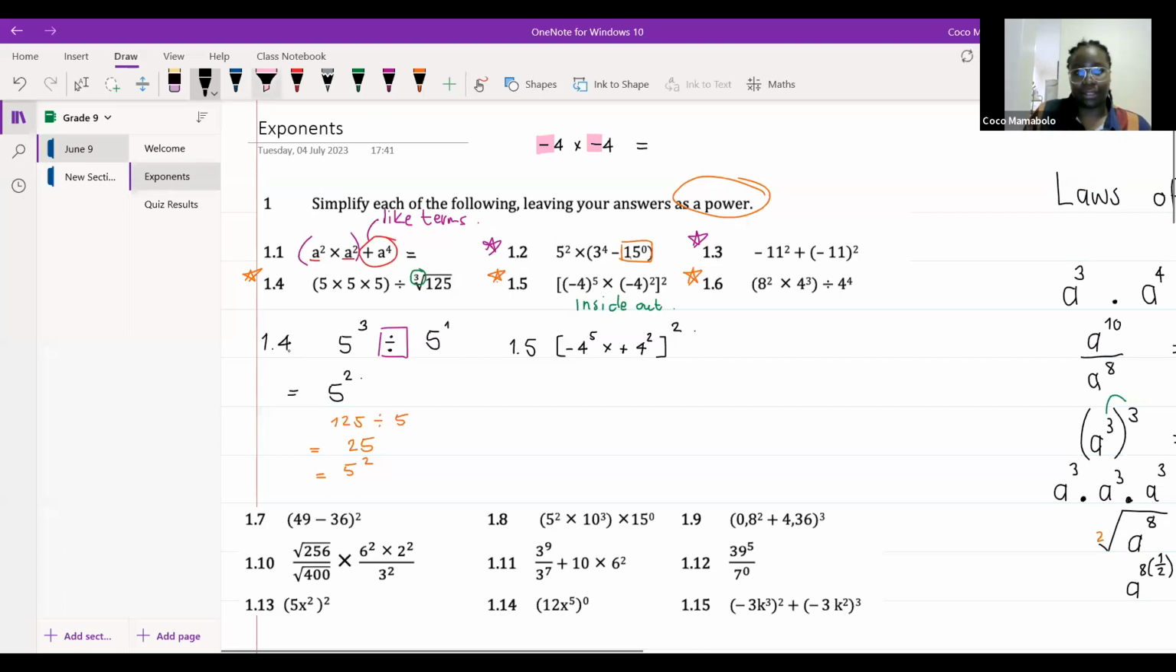Now we are not done, guys. We still have this multiply here in the middle. I can hear somebody else is still unmuted, guys. Please remember to stay on mute. Okay, stay muted, guys.